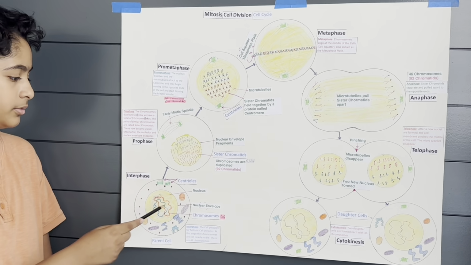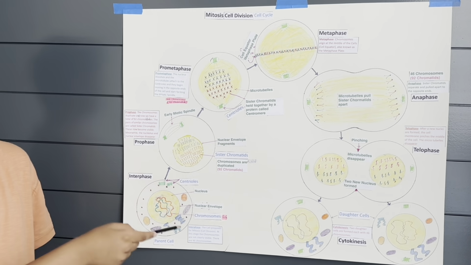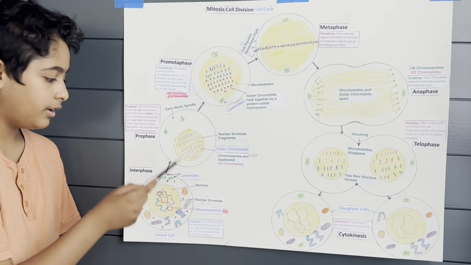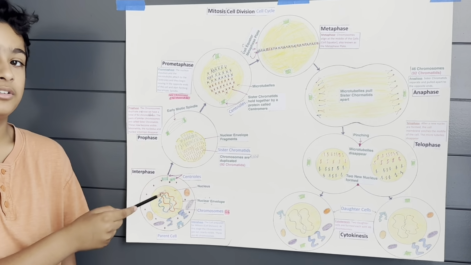So chromosomes are part of the DNA, and they're inside the nucleus. We have 46 chromosomes, or 23 pairs of them.